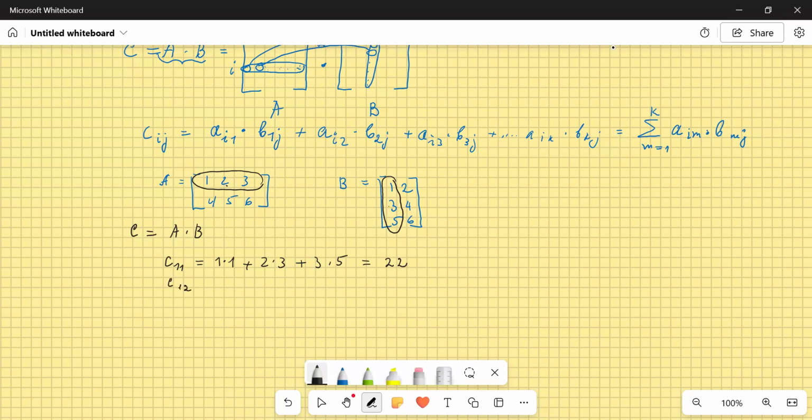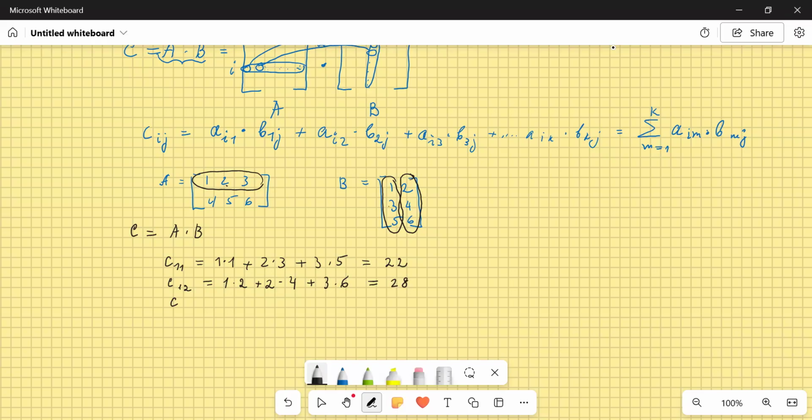C12. So we're going to use row number 1 and column number 2. I'm going to circle it: 2, 4, 6. So we're going to multiply 1 by 2 plus 2 by 4, and plus 3 by 6. And that's 2, and that's what? 8, so 10, and 3 by 6, 18, so 28.